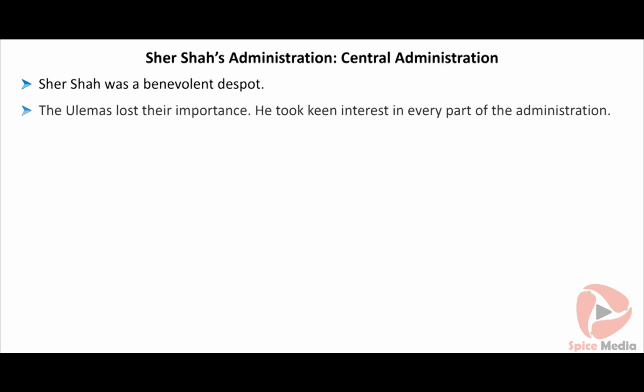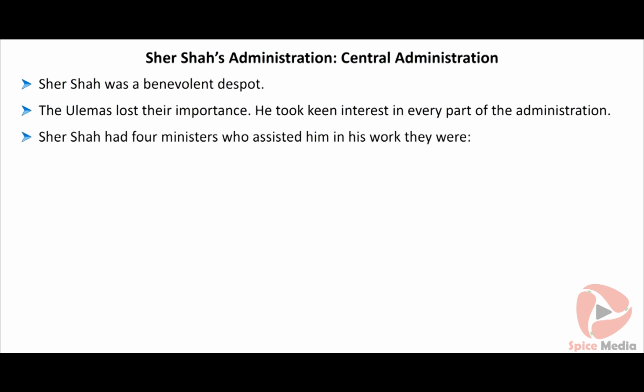Sher Shah was a benevolent despot. He exercised his power for the benefit of the people. The ulemas lost their importance. He took keen interest in every part of the administration. Sher Shah had 4 ministers who assisted him in his work.